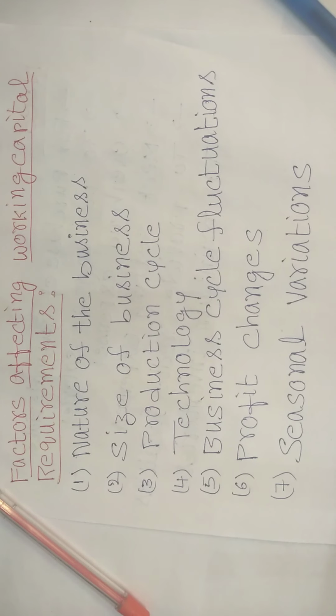Next factor is technology. The use of modern technology, modern machines and equipment makes the production process much faster. Conversion of raw materials into finished goods becomes quicker, labor cost is also reduced. So, the working capital requirement also becomes lesser. So, that is technology. Then, business cycle fluctuations.